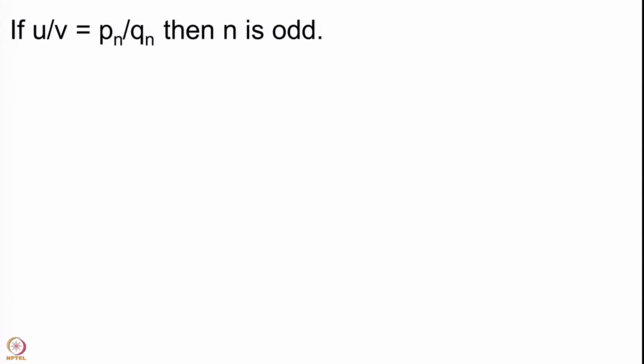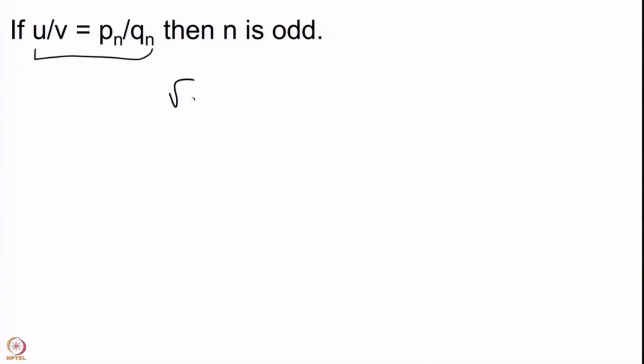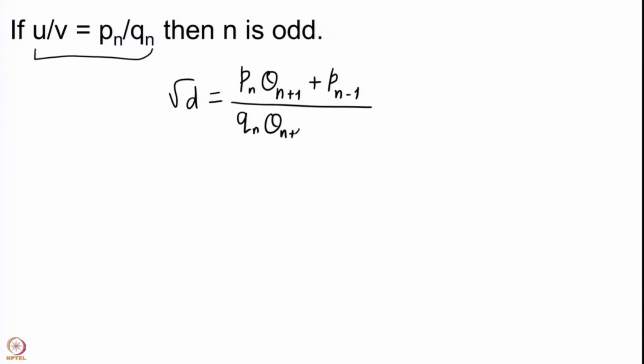But we claim that our u by v which gives us a solution to the Brahmagupta equation, if it is Pn by Qn for some n, then n is odd. Why is this? This is because we will write root d to be Pn theta n plus 1 plus Pn minus 1 upon Qn theta n plus 1 plus Qn minus 1.